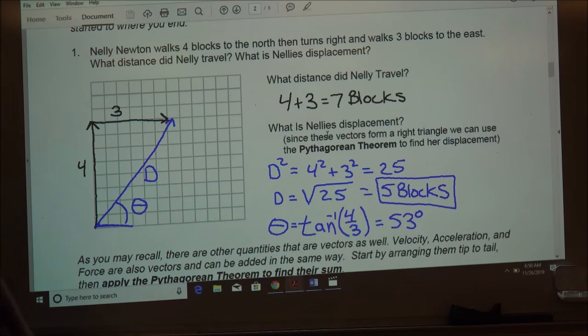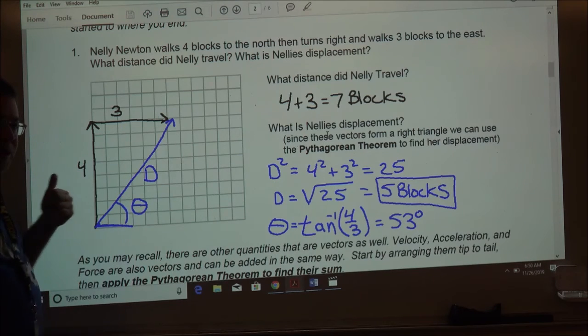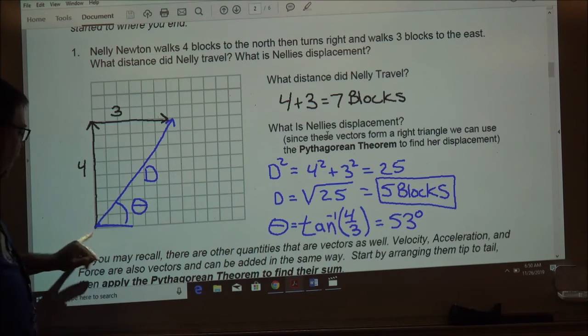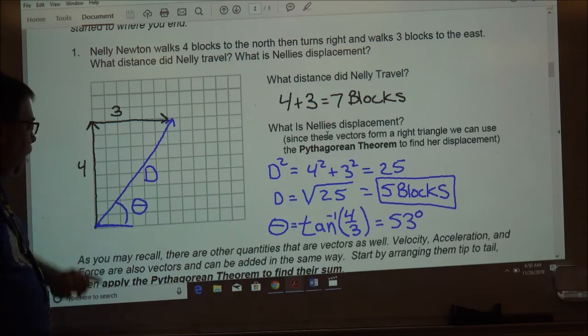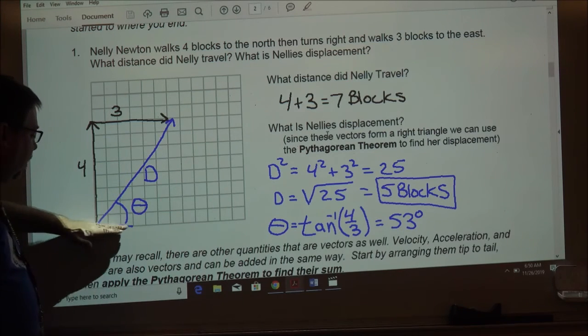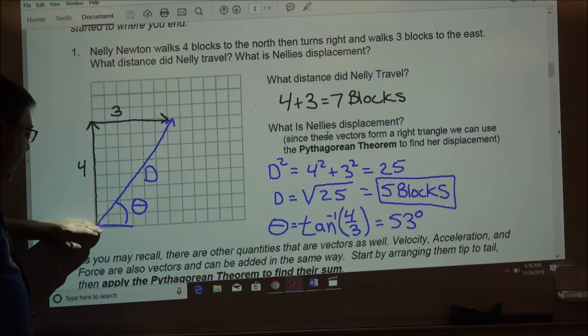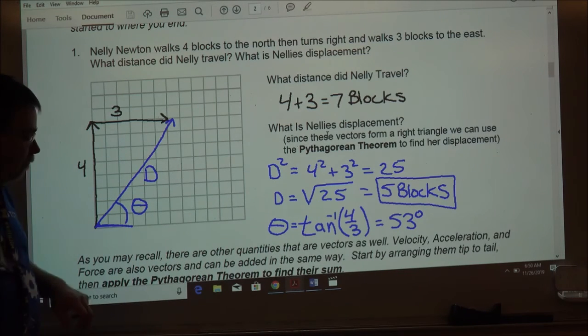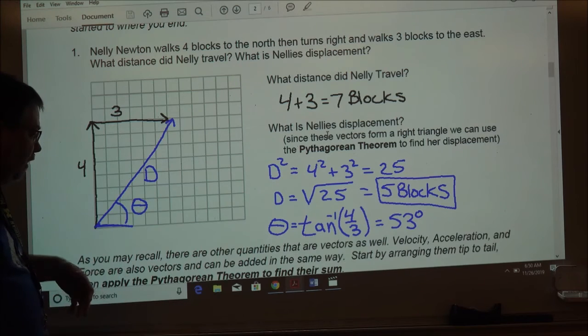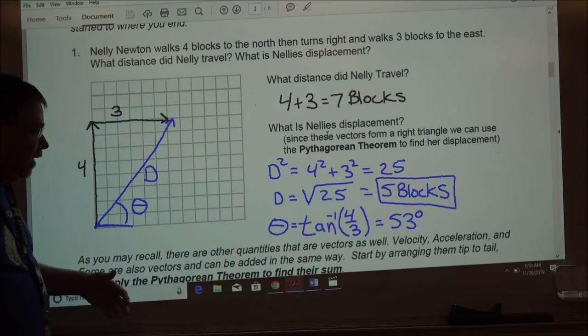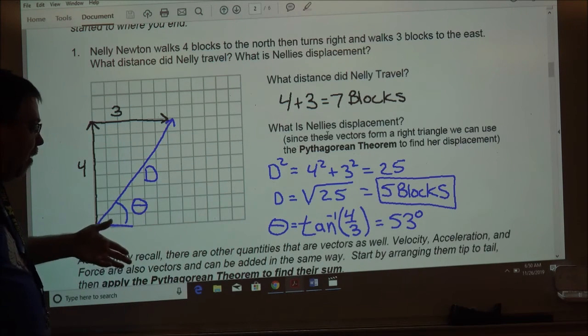So lastly, let's look at how we actually calculate the angle, because if you remember, vectors have magnitude and direction. So now the direction's not just left, right, or up and down, it's on this diagonal. So we always measure our angle from the horizontal. And if you don't know your trigonometry, that's all right. We'll teach it to you. If you can't get it today, that's okay. We'll pick that up on Monday.